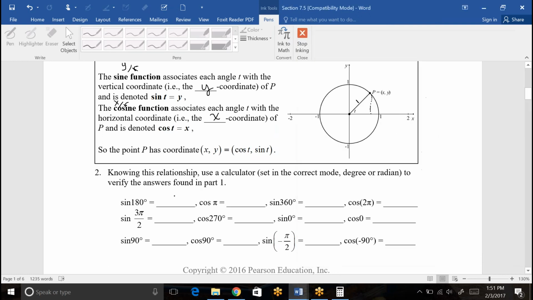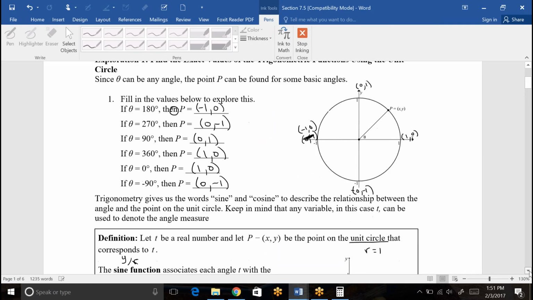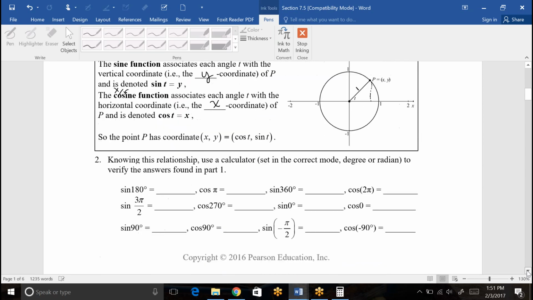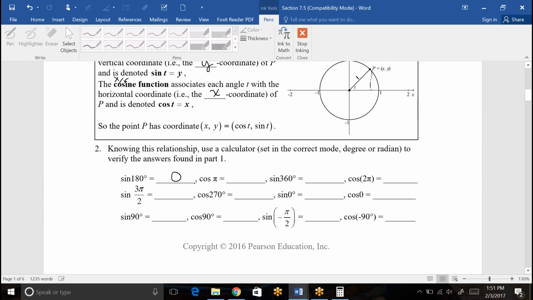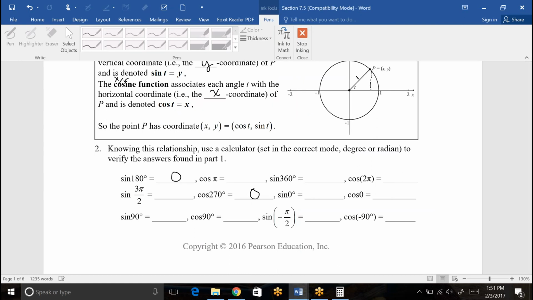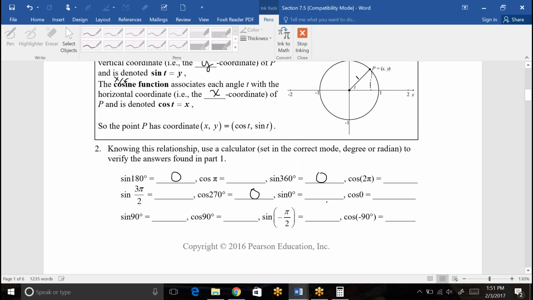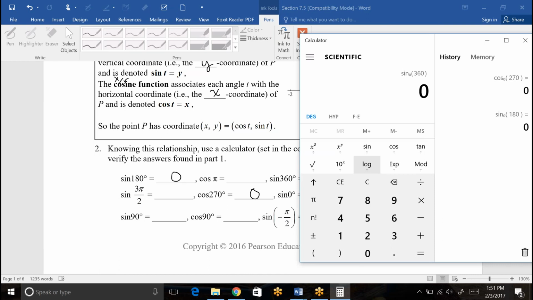So that is 0. So sine of 180 is 0. Cosine of 270 is another one that has degree measures on it. That is 0. Sine of 360 is 0. Sine of 90, it should be 1.